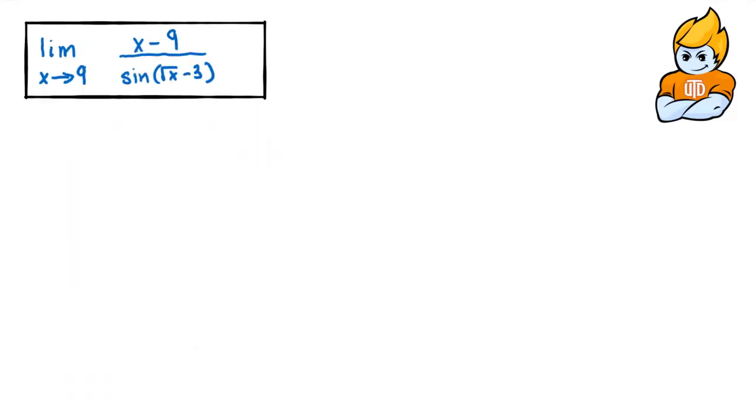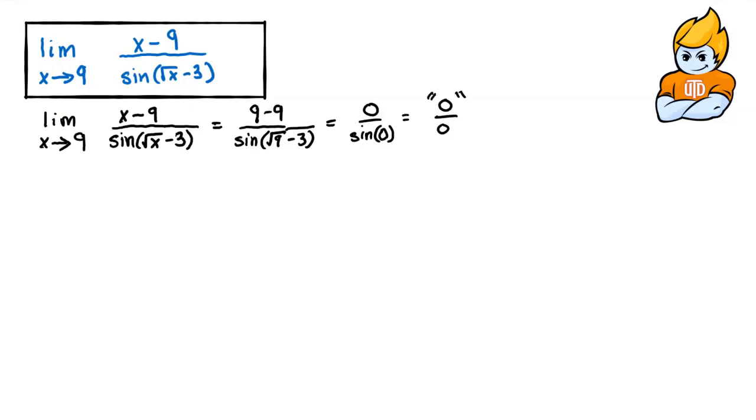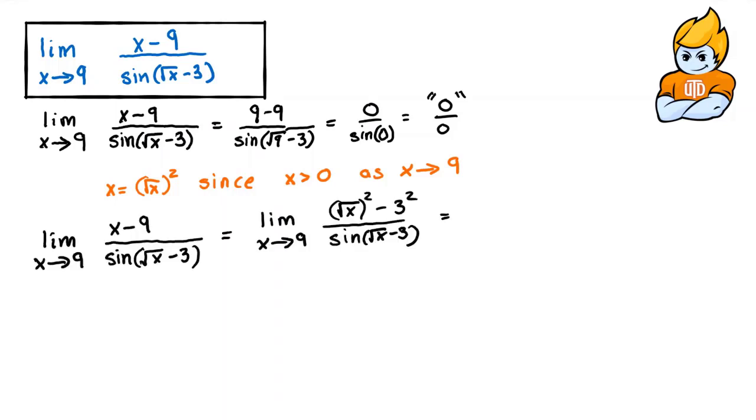Let's consider the limit as x goes to 9 of x minus 9 divided by the sine of the square root of x minus 3. Trying to evaluate this limit directly, we get the indeterminate form 0 divided by 0. We'll need to take advantage of the fact that since x is positive as x is approaching 9, x can be written as the square root of x squared. Remember, we can only take square roots of non-negative numbers.